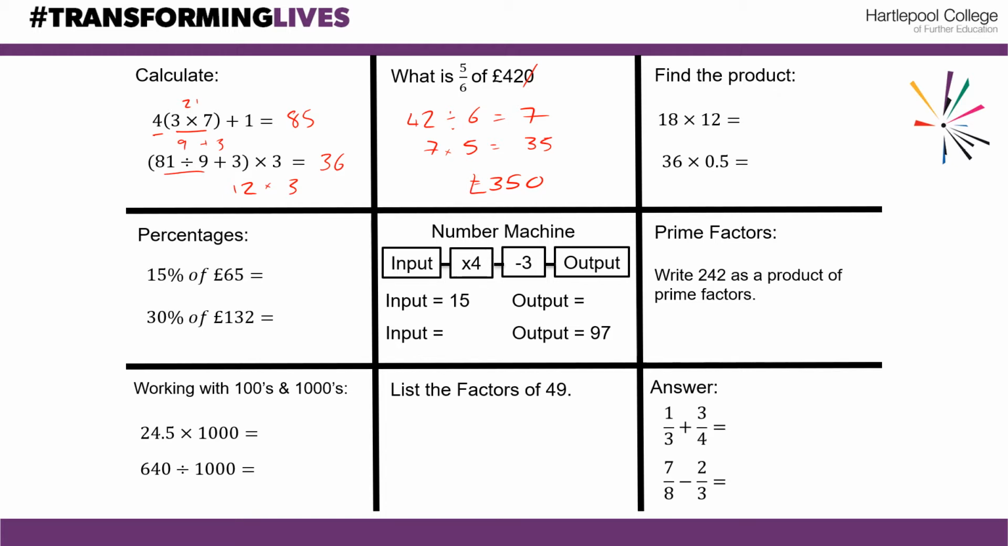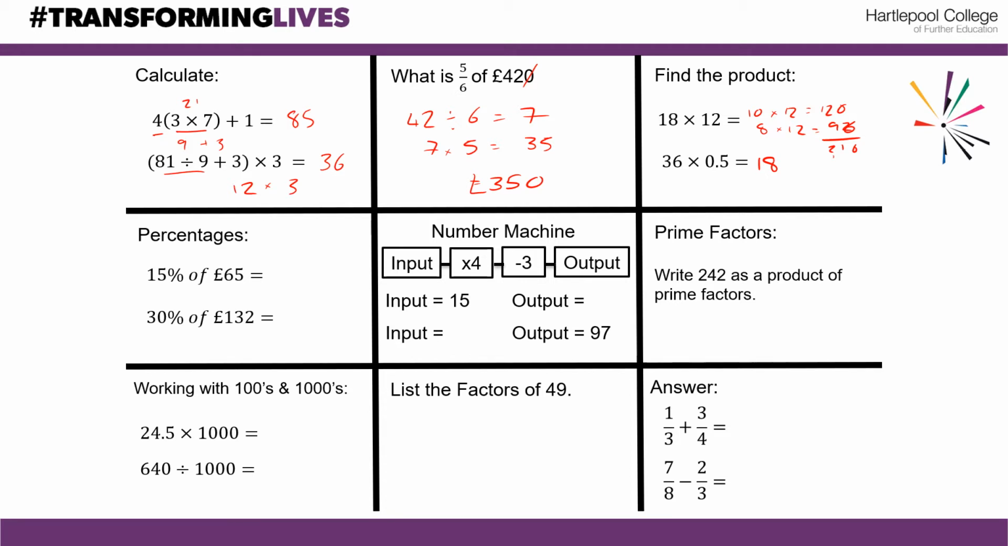Next up, find the product. So we'll say 10 times 12 is 120, and then we'll say 8 times 12 is 96. Add the 2 together, that is 6, 2, add the 9 is 11, so 1 carry the 1, 216. And then 36 times 0.5. Remember, if you're multiplying by 0.5, it's the same as a half. So really what we're saying is, what is half of 36? Answer is 18.